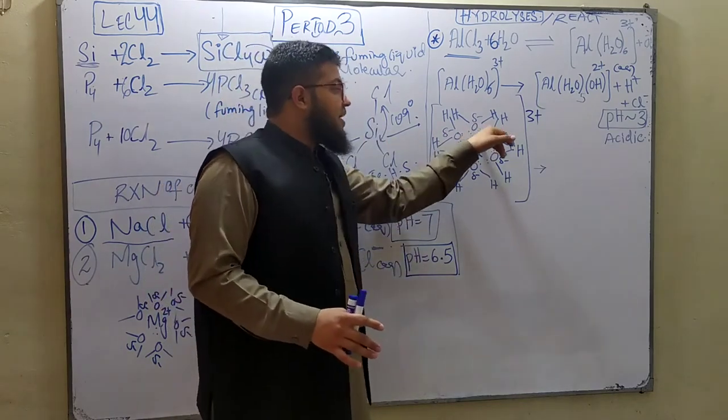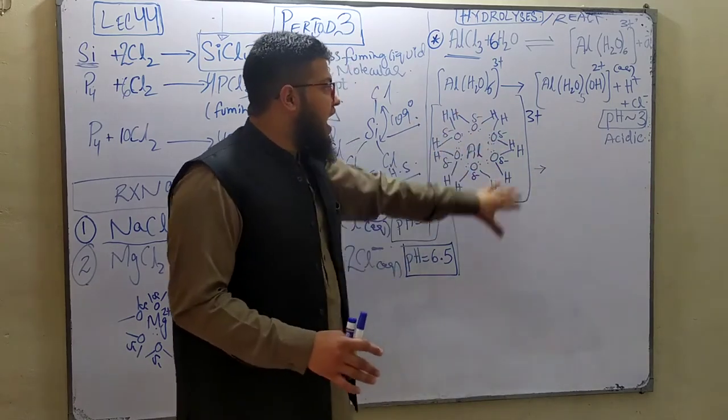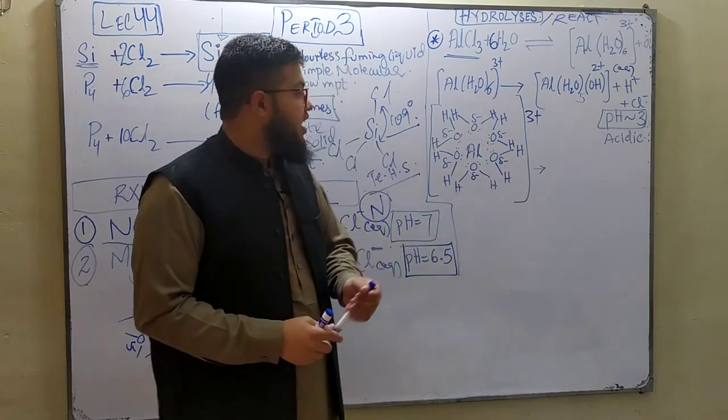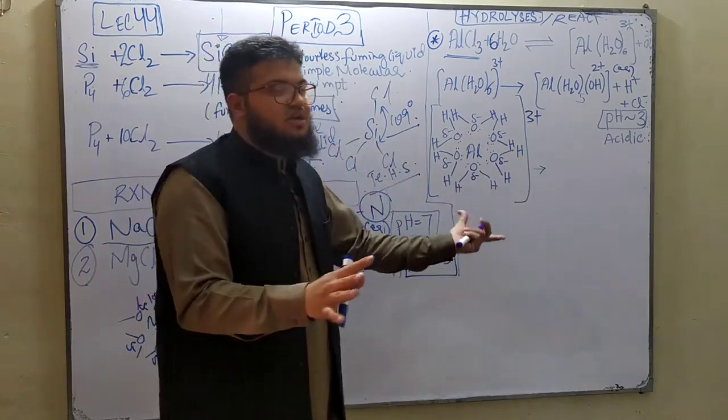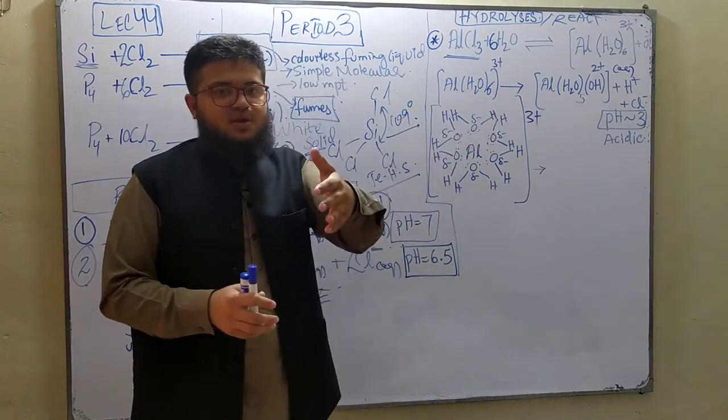Now since aluminum has a charge of +3 and water is neutral, the overall charge on this entire complex ion is +3. This ion is called a complex ion, okay? But you don't need to know the name of a complex ion because it's done in a lot more detail in your A2 chemistry and transition metals.